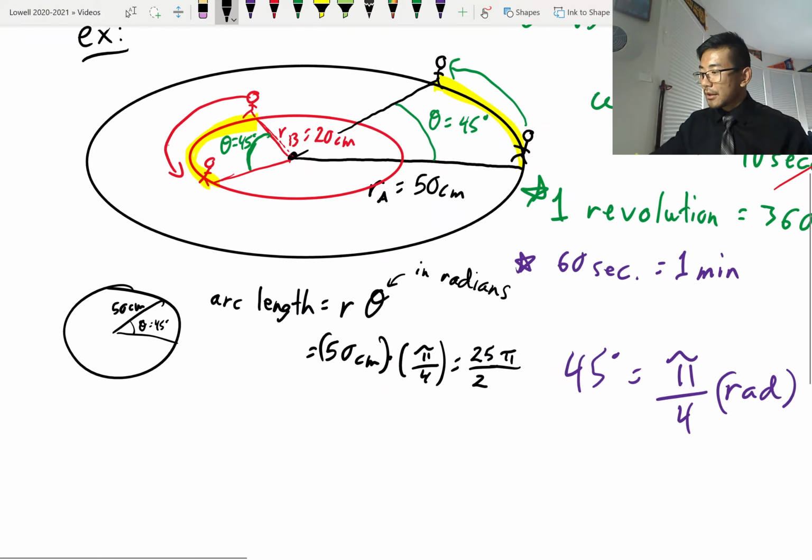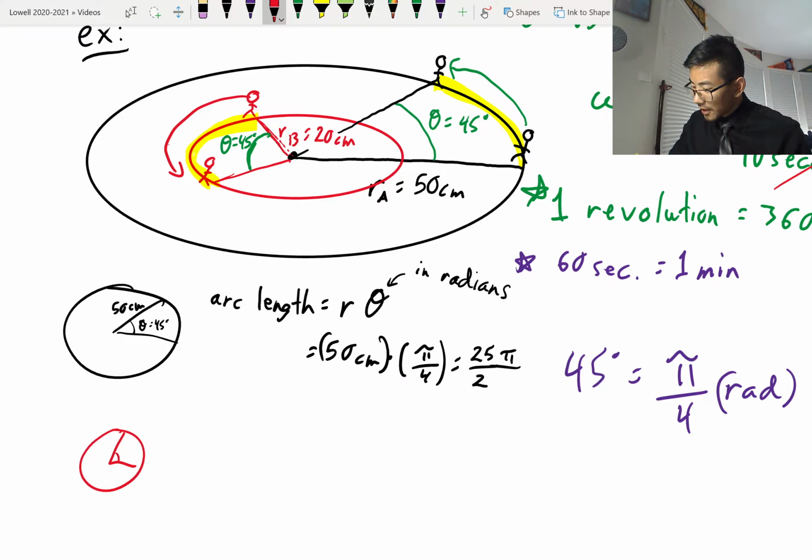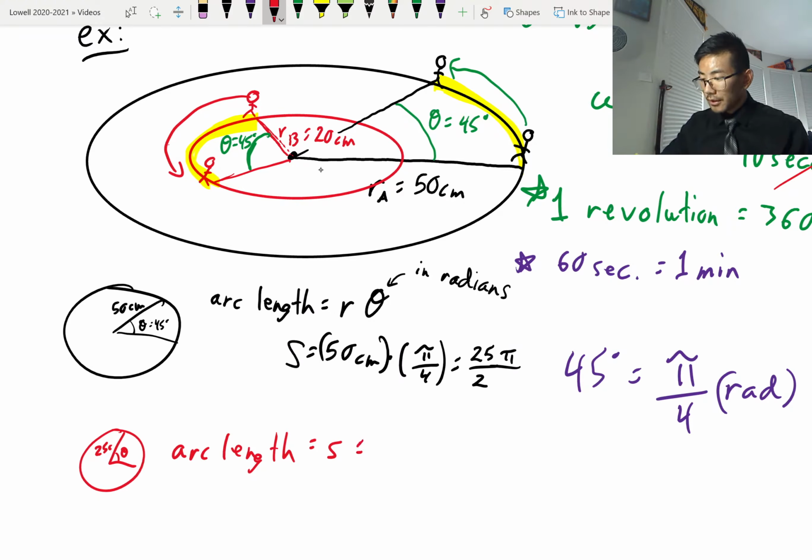Now notice the red circle, well, it's smaller, obviously. So it's the same angle, theta, but since it's a smaller radius, then this person on the red circle traveled less distance, and that should make sense. So in this case, our arc length, which again we've been calling S, is again R times the angle, in radians. And so in this case, it's going to be 25 centimeters times pi over 4, which is 25 pi over 4, as opposed to 25 pi over 2.